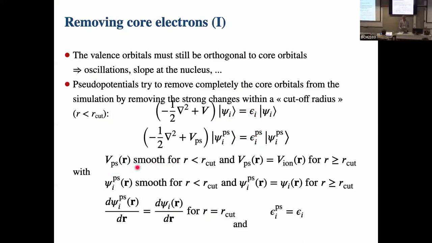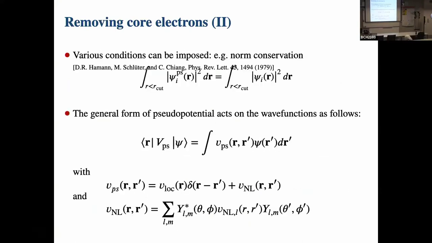So what you do is make this pseudo potential smooth below a certain cutoff radius. The pseudo potential above that radius is going to be equal to the ion potential. The wave function is the same, so below the cutoff it's going to be smooth, and beyond the cutoff it's exactly the same as the one we had before. And you can impose some constraints, such as the derivative at the radius before and after being the same. As I said, the most important criterion is that the eigenvalue should be the same.